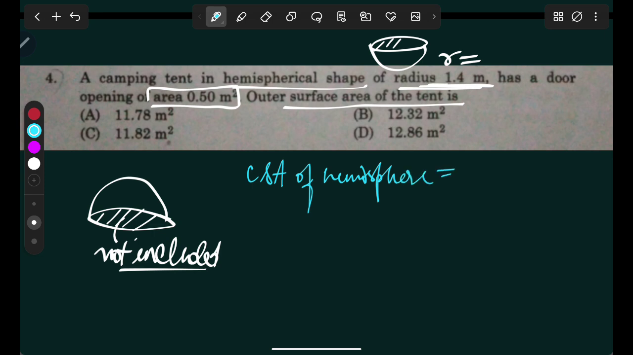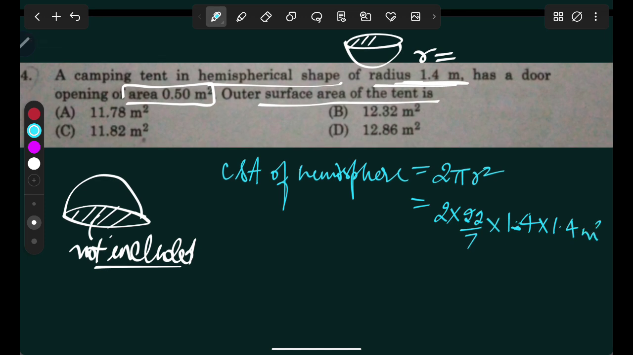And what is the curved surface area of hemisphere? Half the total surface area of sphere, that is 2 pi r square. So 2 times pi. Pi is not given, so we'll consider 22 by 7. 2 pi r square, r is given to us as 1.4 into 1.4 meter, so meter square. This is the curved surface area of hemisphere.